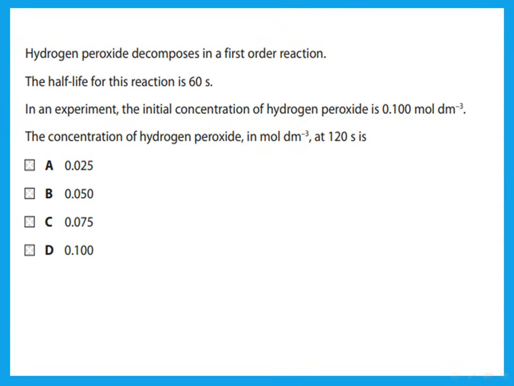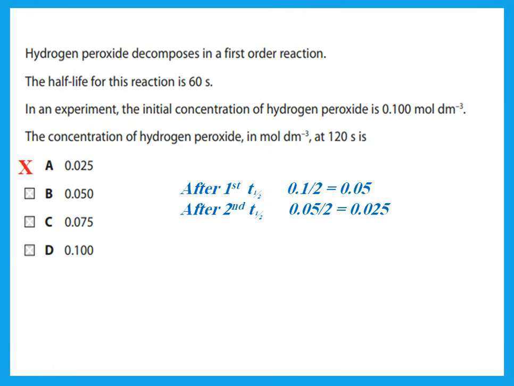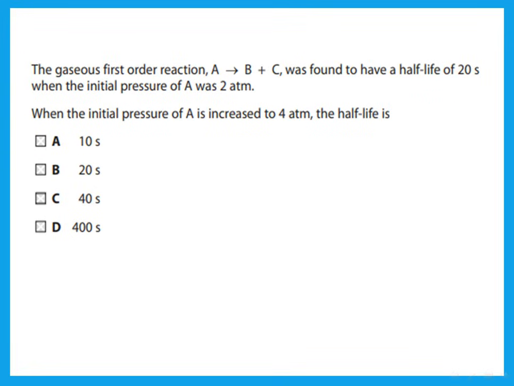Now, in an experiment, the initial concentration of hydrogen peroxide is 0.1. So we're starting with concentration 0.1. What is the concentration after 120 seconds? Well, you should realize that in 120 seconds, you have two half-lives. So after the first half-life, after the first 60 seconds, the 0.1 will fall to 0.05. Now after the second half-life, that means the second 60 seconds, it will fall to 0.025. That means after 120 seconds, the concentration is 0.025. Are we following this? Okay.